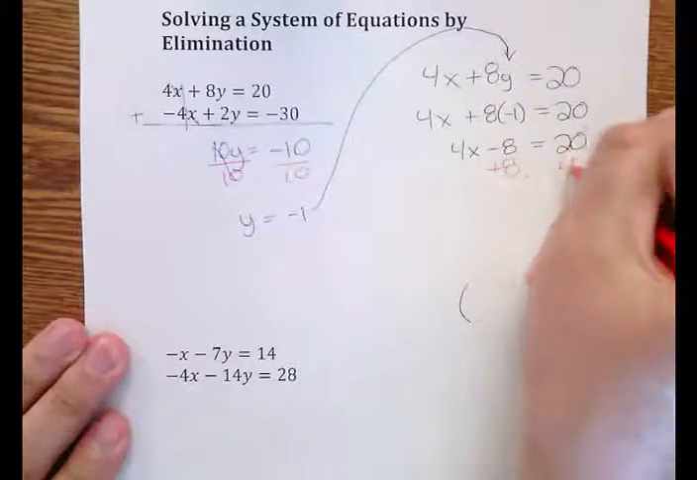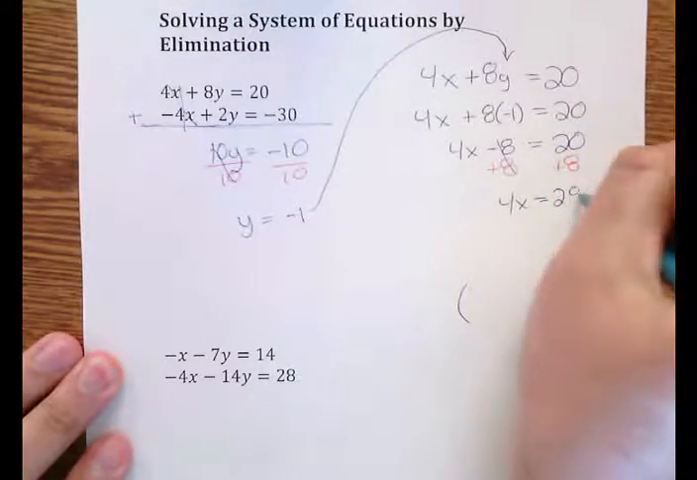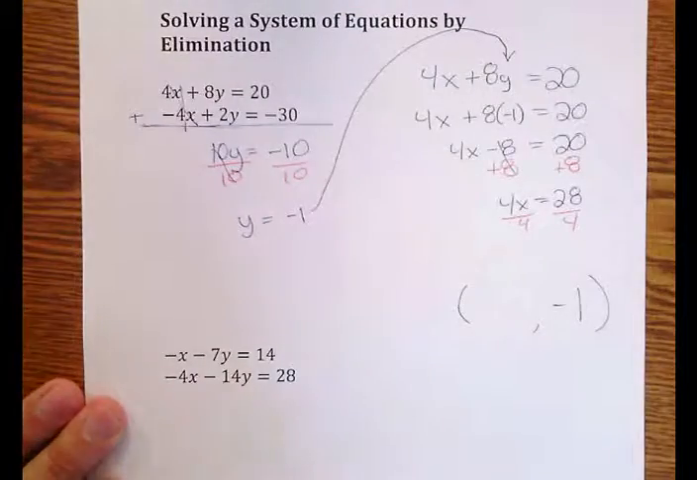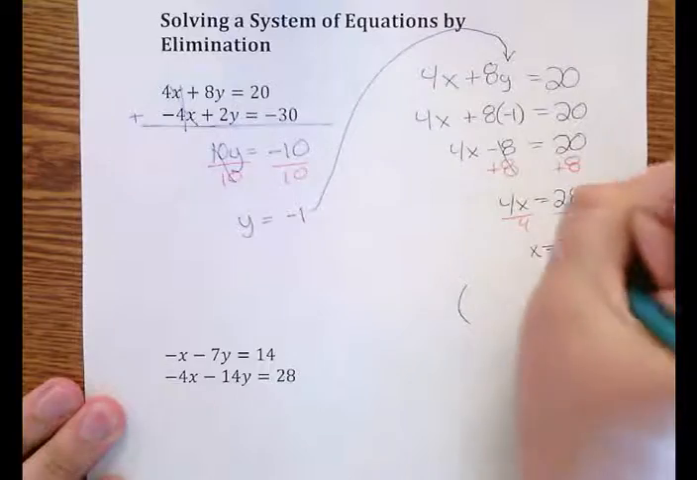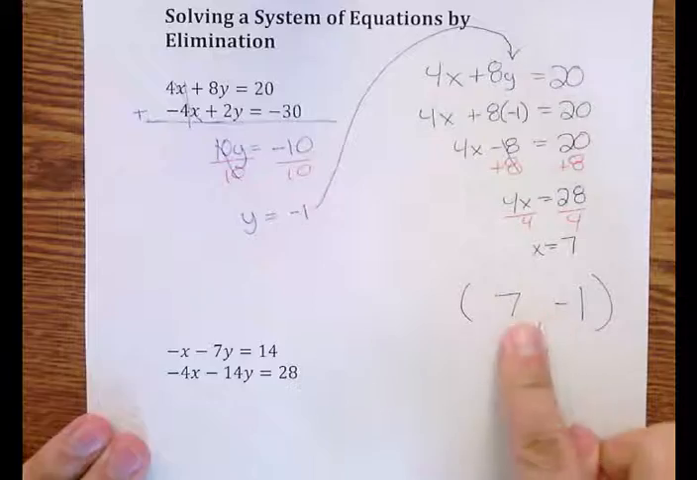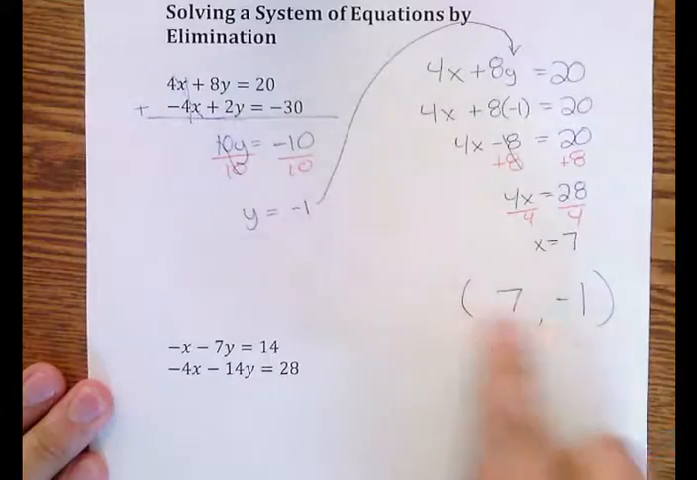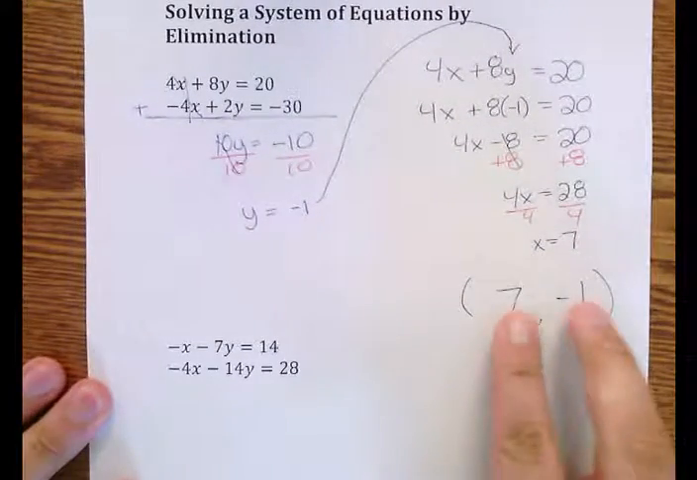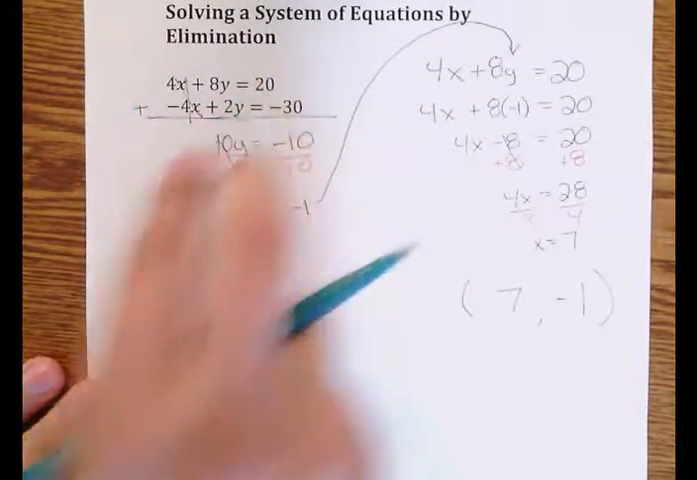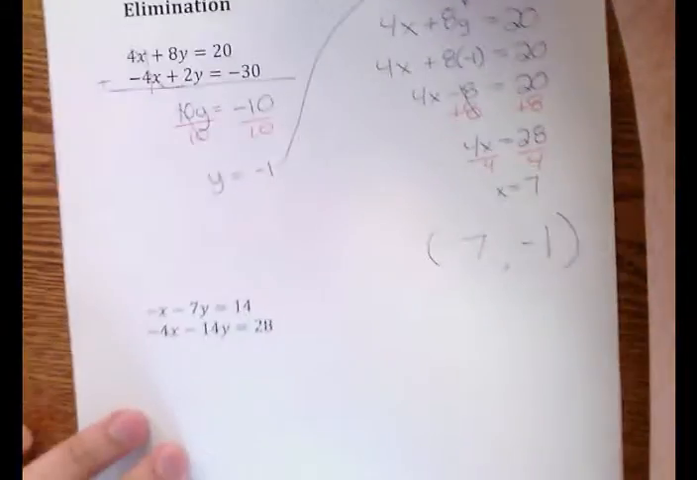Move that 8 to the other side, away from the x. I have 4x equals 28. Divide by 4, divide by 4, and x equals 7. So I found my x, I found my y value. Remember, these are two lines crisscrossing, and this is the coordinate at which they crisscross. I could always check this answer by taking my x of 7 and my y of negative 1, plugging them in, and checking those solutions. So that was a basic example of elimination.